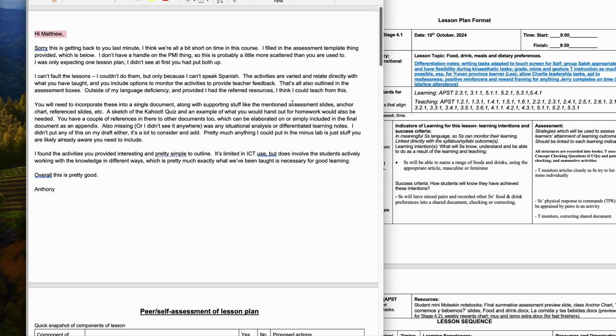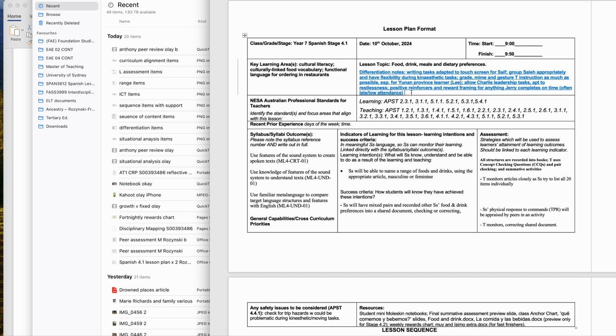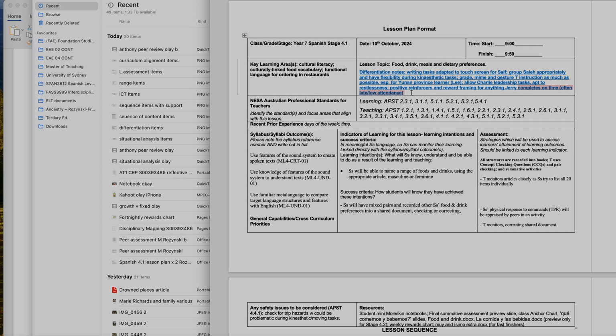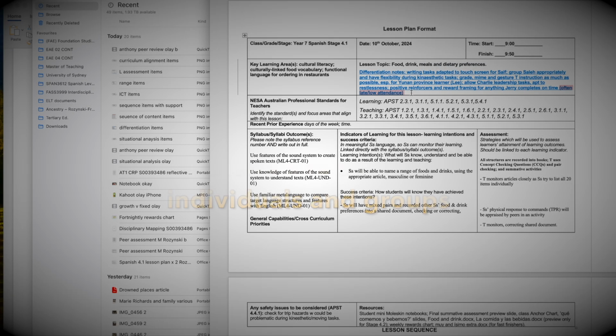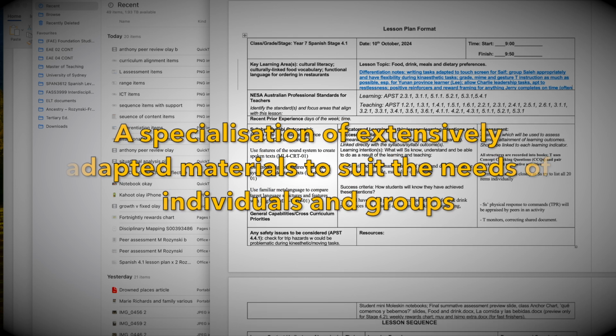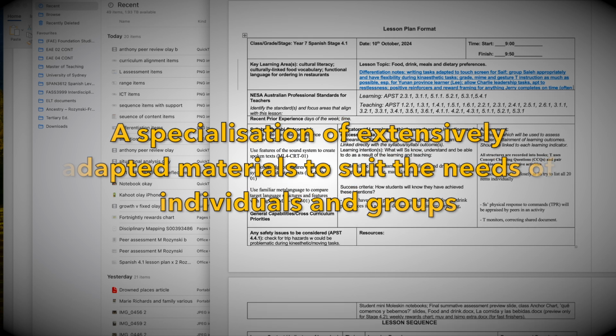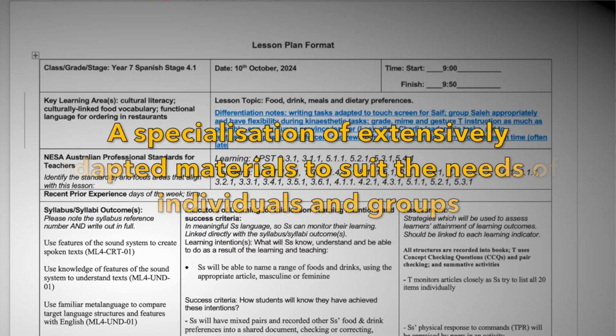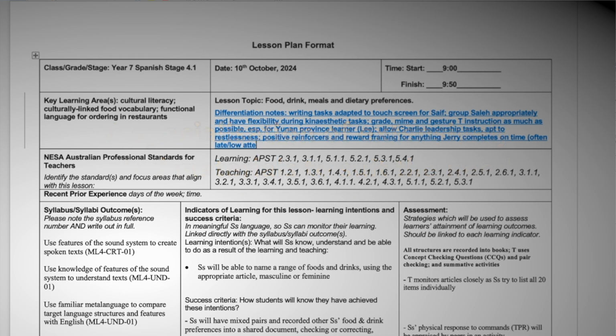Other feedback pointed to a lack of differentiation noted in my lesson plan. So I did take the opportunity to extend the notes and to deepen my understanding of differentiation in the secondary school context and of its importance. Not only is it included in the Universal Declaration of Human Rights, but it is also an expectation of the Australian professional standards for teaching. It can be defined as a specialization of extensively adapted materials to suit the needs of individuals and groups. Whether that is my flexibility in grouping students.